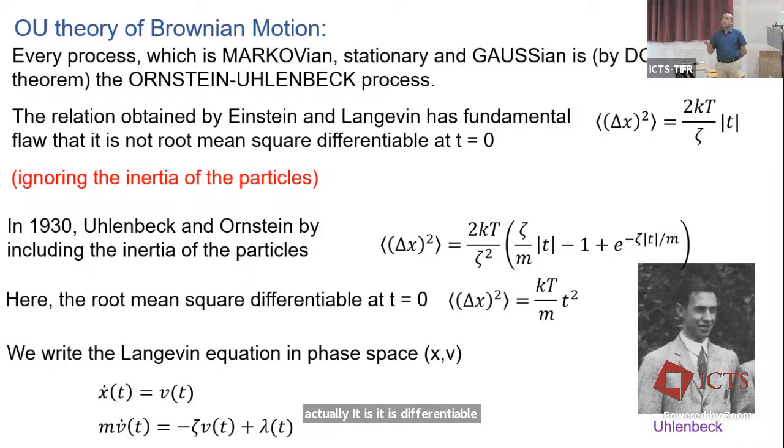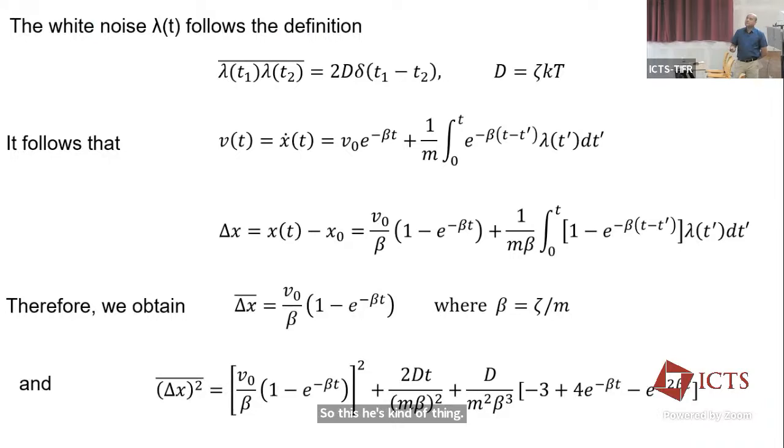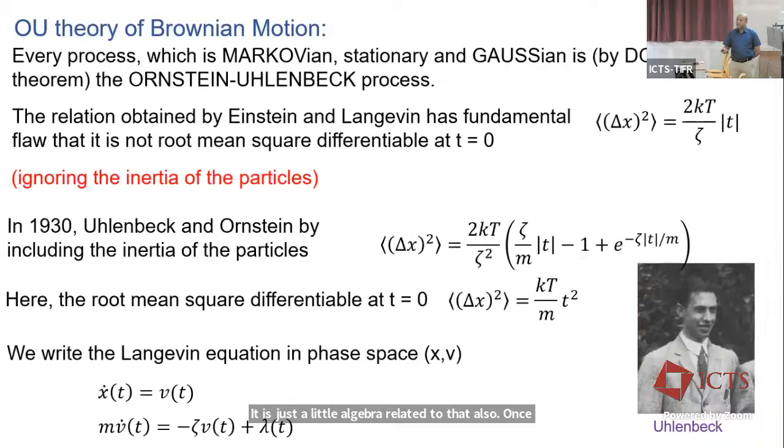So that was the kind of problem he found, and ultimately he solved this problem in a two-dimensional Langevin equation, where he introduced a new variable, velocity, and the expression is given by this. So in two-dimensional space, he solved this problem. The treatment, I'm not going into the detail. It is just a little algebra related to that one. Once you do this algebra, ultimately you will get this final relation. One important thing, just a few things I want to mention.